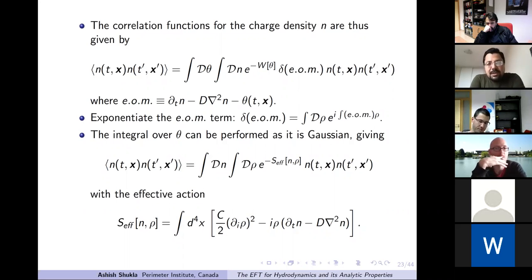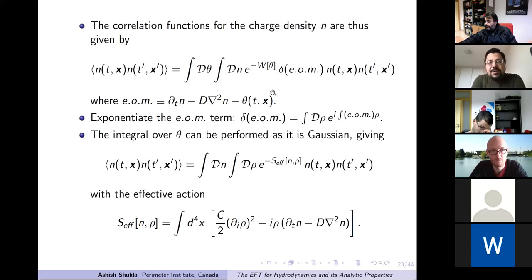Now what you can do is take this delta function that imposes the equation of motion, del t n minus D grad squared n minus theta equals 0, and exponentiate it by introducing a new scalar variable rho. So I can write it as a path integral over rho, e to the i times the integral of rho times the equation of motion. That way I can remove this delta function, and I end up inserting this path integral over rho with e to the i integral EOM times rho, where EOM is essentially this quantity.